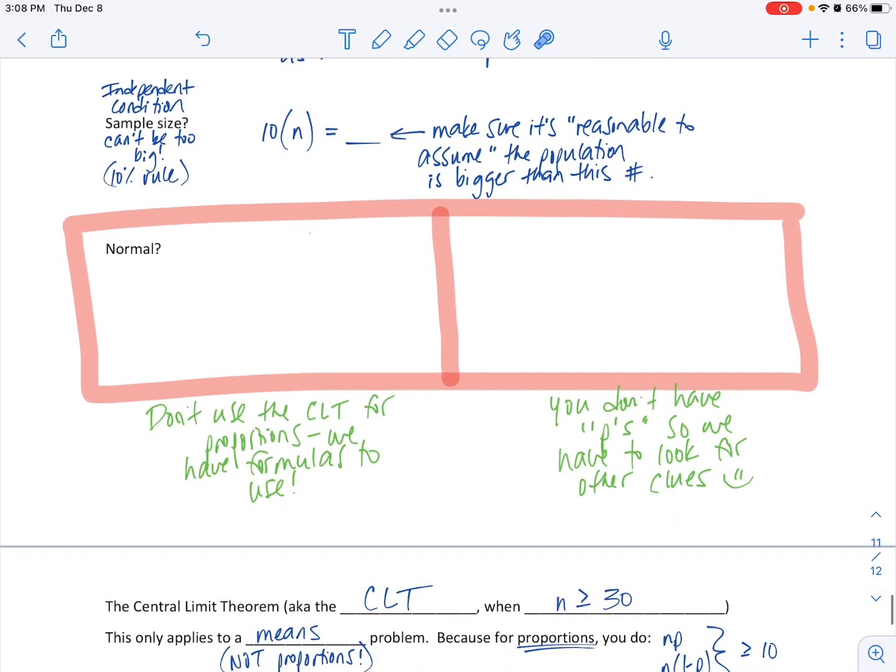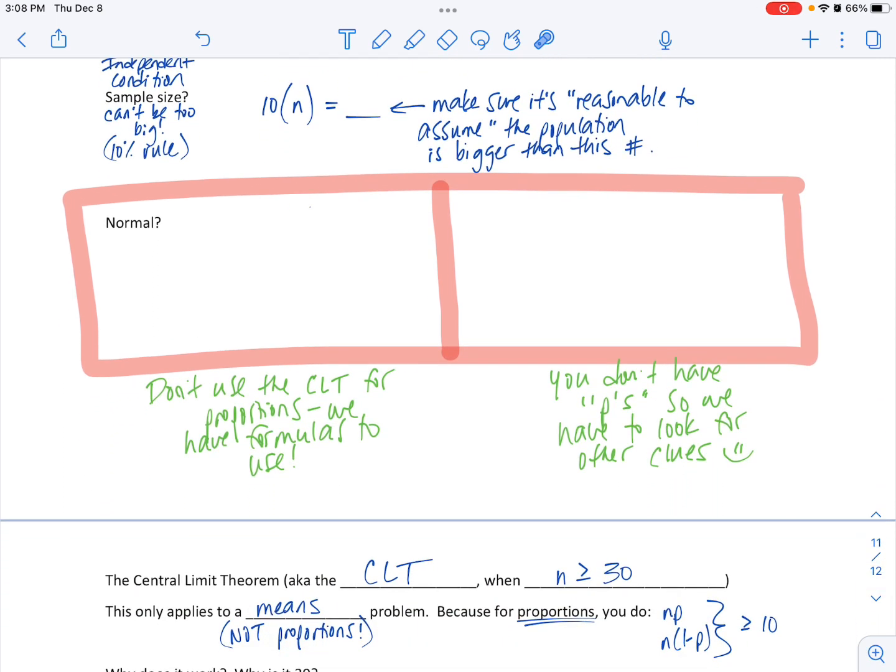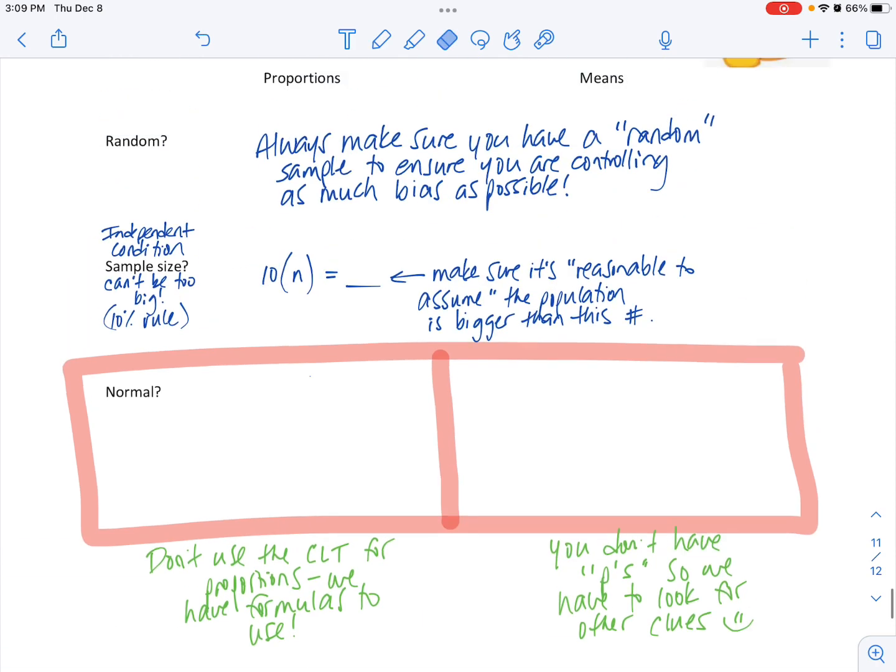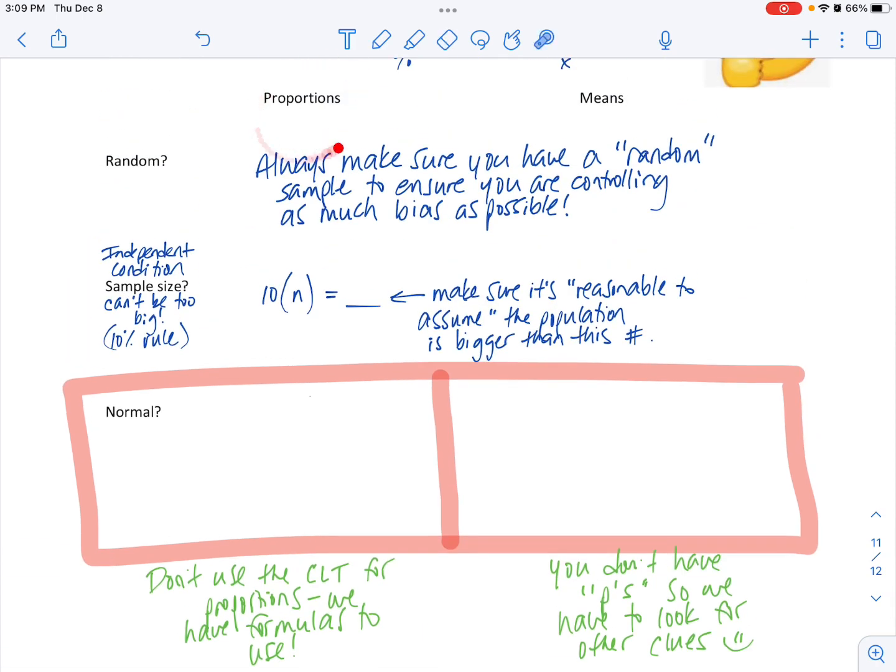When we're talking normality, is it okay to use normal CDF or table A? Usually we're not told that the distribution is normal anymore. We have to be able to check that for ourselves. So remember, if it's a proportions problem, I'm in the proportions column here, we have formulas for that. np and n(1 minus p) must both be bigger than or equal to 10. And if that checks out, that means your sampling distribution of p-hat is approximately normal.